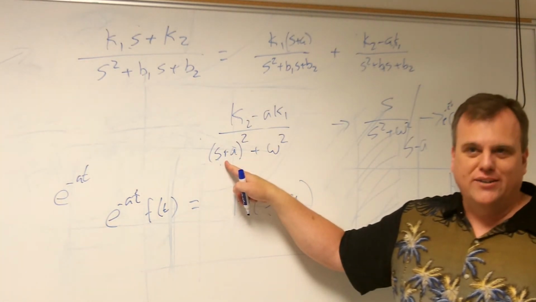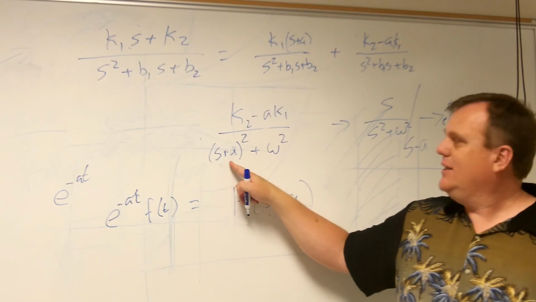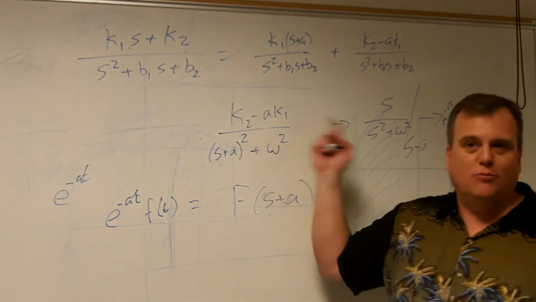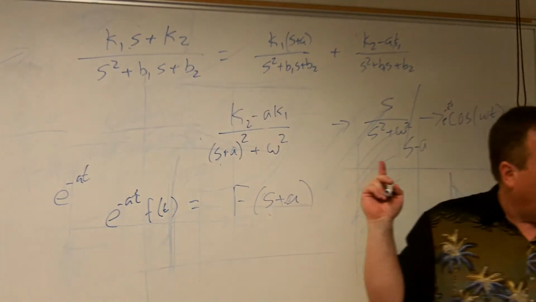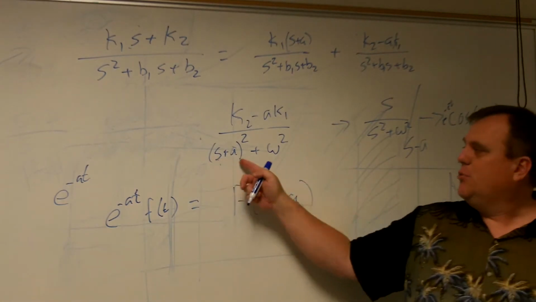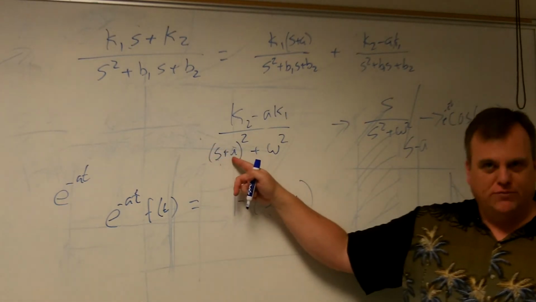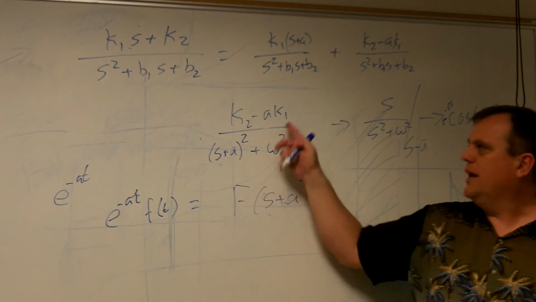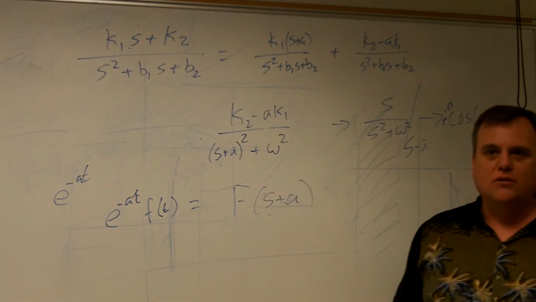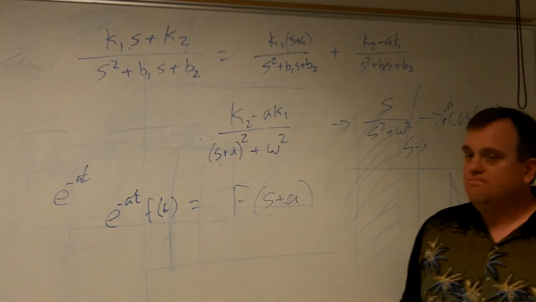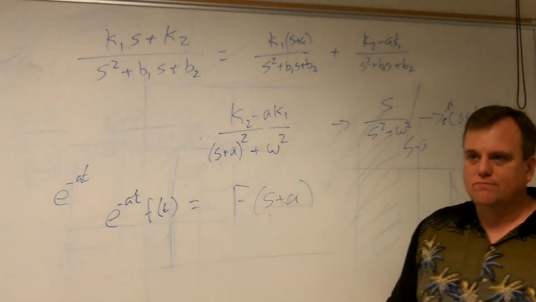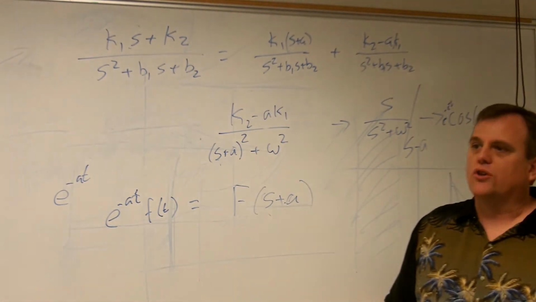Same exact trick. So now I end up with, there's no S up top, so I don't have to worry about substitution up top. So I end up with an S squared that's been shifted, plus omega squared and some constant on top. Right? No worries on that, yeah?